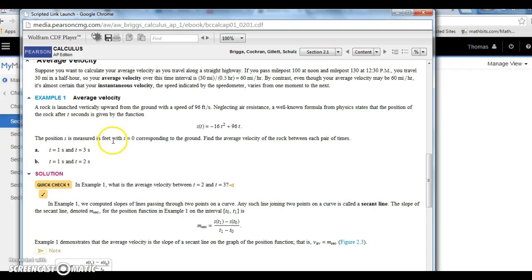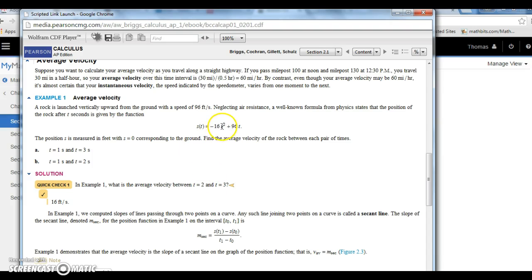The position S is measured in feet, with S equals 0 corresponding to the ground. Find the average velocity of the rock between each pair of times. Well, what would we do? We'd plug in 3 to this function, get a number, S of time 3, and then subtract S of time 1, and divide it by what? 3 minus 1, okay? And we do the same thing here. For a quick check, you should be able to figure this out: I'd plug in 3 for S sub 3, and this t sub 1 just represents time. This is your initial time, this is the second time, okay? Alright, and here's your difference in time.